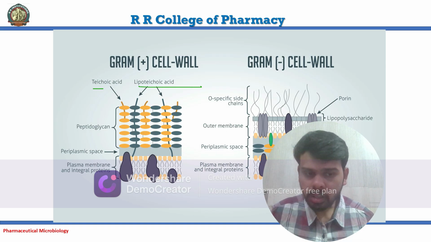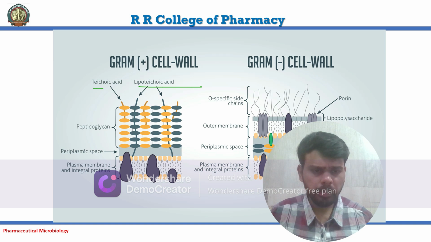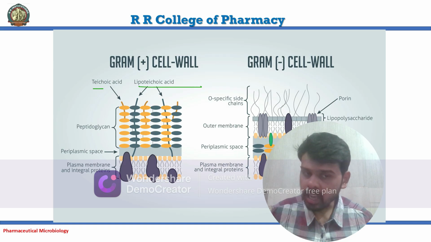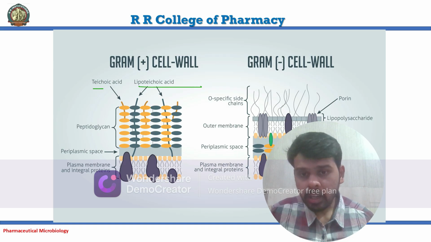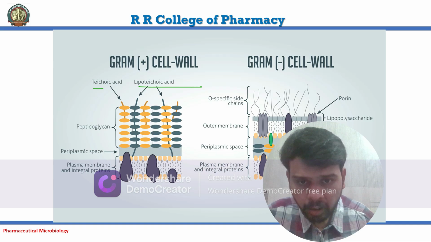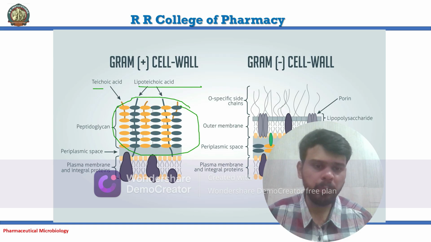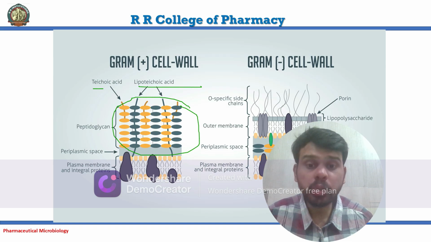First, students, you added the primary stain. Next, you added the gram iodine. Next, you added the decolorizing agent. Then next, you added the safranin. Here in the peptidoglycan, see students, this is a very thick peptidoglycan. This peptidoglycan layer in the gram positive cell wall is very rigid, that is strong.